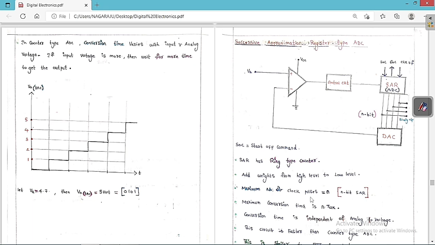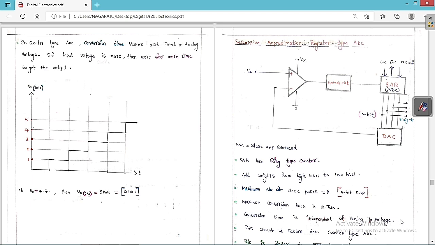The maximum number of clock pulses is equal to n. n is the number of bits of the SAR. The maximum number of clock pulses needed in order to detect this analog input is equal to n. So the maximum conversion time is n into T clock, and the conversion time is independent of the analog input voltage.